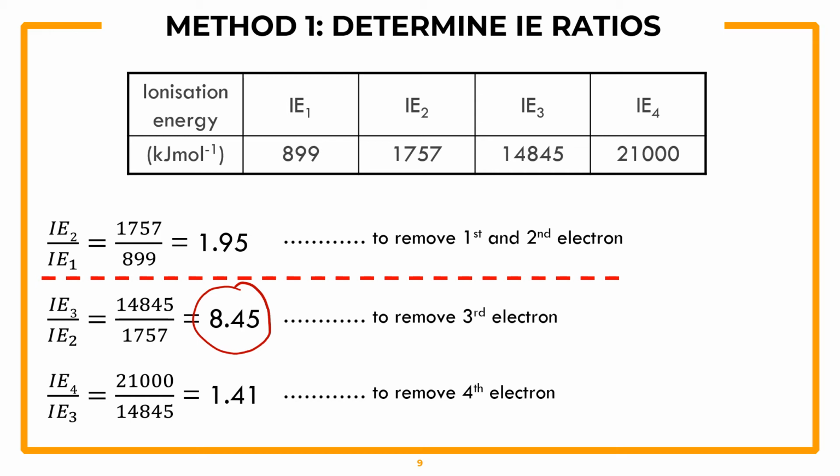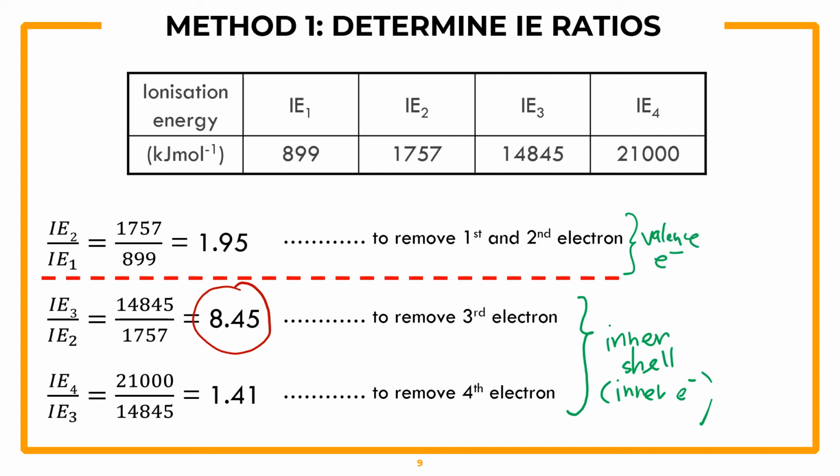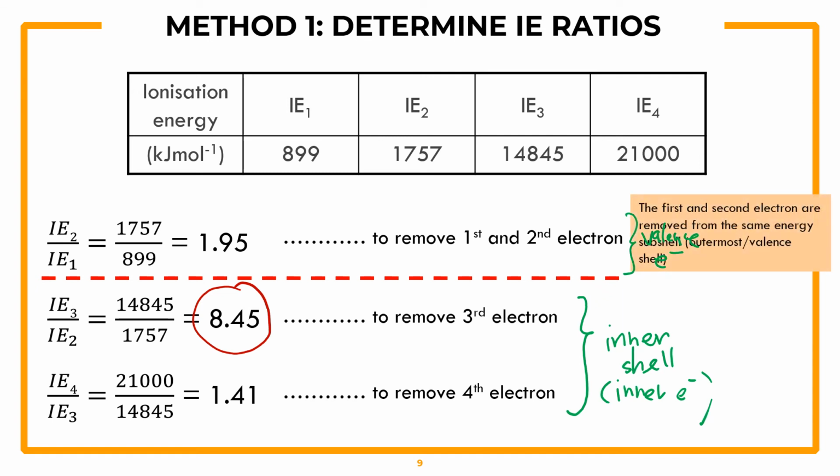So kalau I lebih suka untuk labelkan siap-siap. So these electrons terletak di dalam inner shell. So they are inner electrons. And these electrons merujuk kepada valence electrons. Okay, yang terletak pada valence shell. Okay, so the first and second electrons are removed from the same energy subshell ataupun from the same valence shell. Okay, from the valence shell.